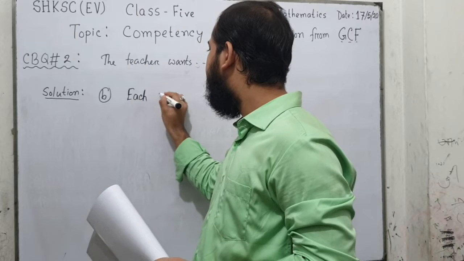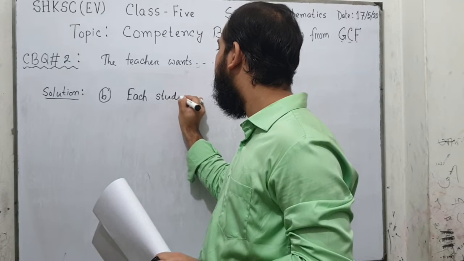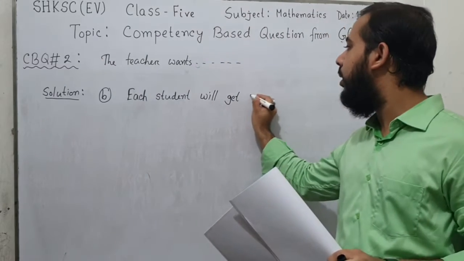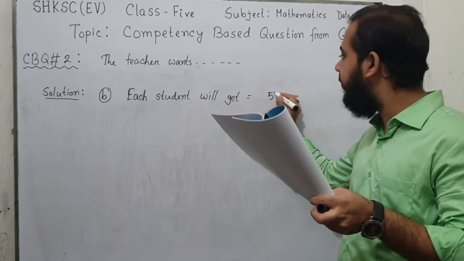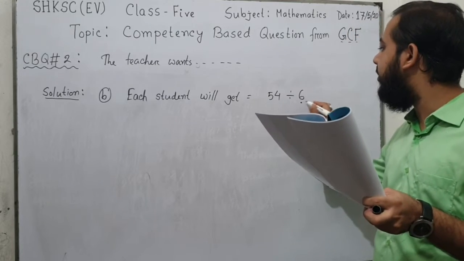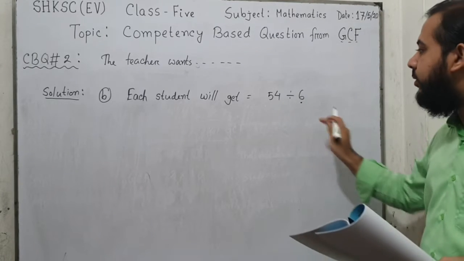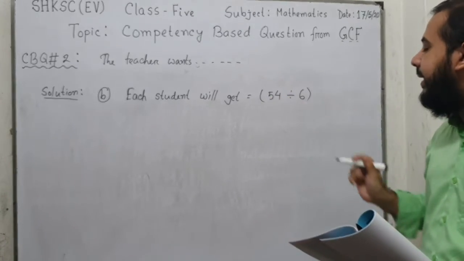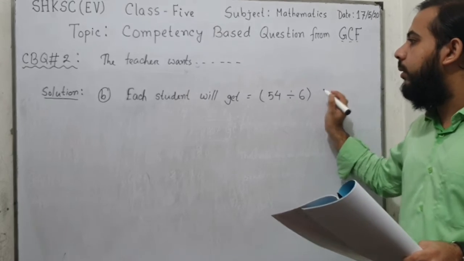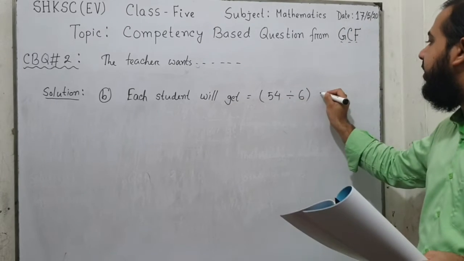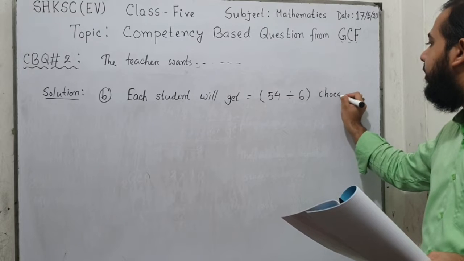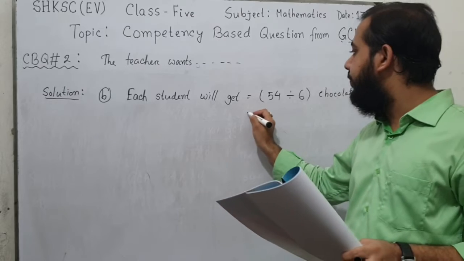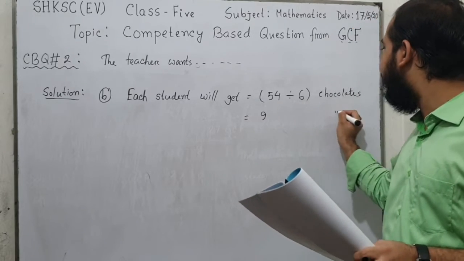Each student will get, number of chocolates is 54 divided by 6. Why divided by 6? Because the number of maximum students is 6. In number A we got the answer 6. So each student will get 54 divided by 6 chocolates. So the answer is 9 chocolates.